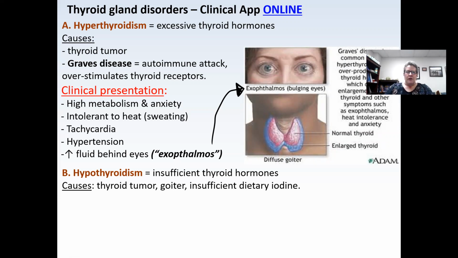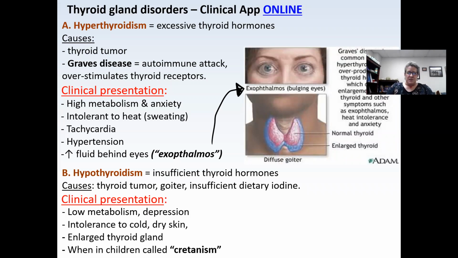But if you ever travel with Doctors Without Borders and go to other countries where salt isn't iodized, you might encounter this. So, what you will see is the opposite of hyperthyroidism. You'll see a low metabolism and depression, lethargy, intolerance to cold because your metabolism is so low. You might have dry skin. And you also might have an enlarged thyroid gland, and I'll explain that in a second. When hypothyroidism occurs in childhood, with that reduced metabolism, you'll have reduced growth, and that's called cretinism because you also need thyroid gland hormones for normal growth.